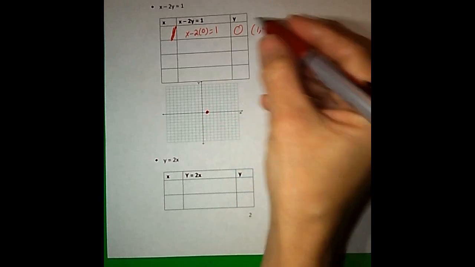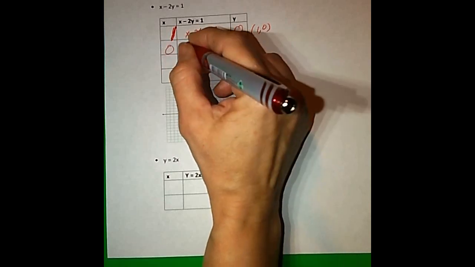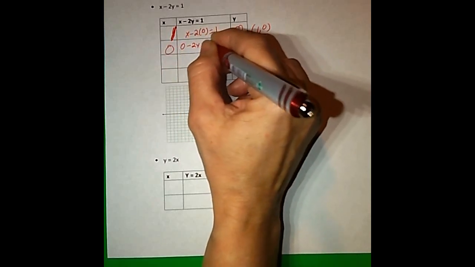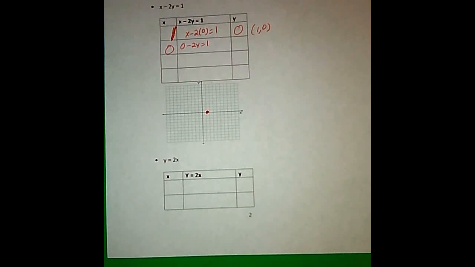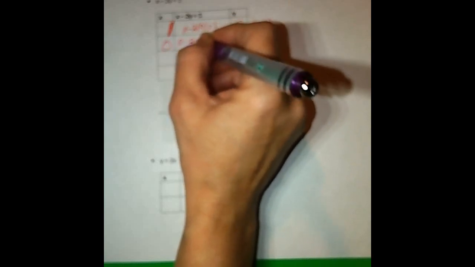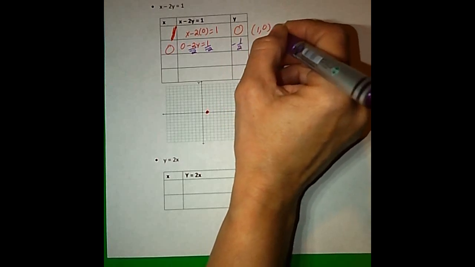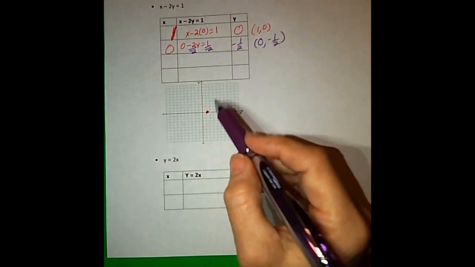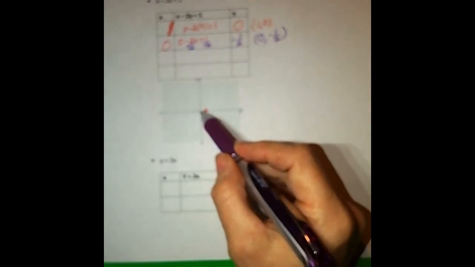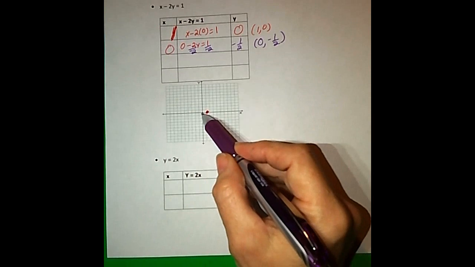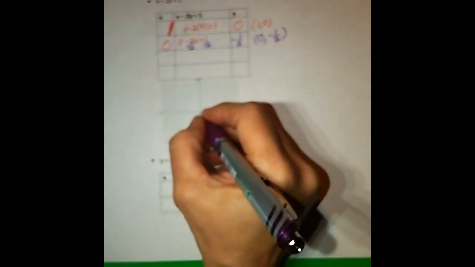So let's plug in 0 for x. Well, I get 0 minus 2y is equal to 1. I'm going to end up with a fraction, right? Because 0 gives me negative 2y equals 1. Divide by the negative 2, and I get negative half for my y value. So I'm going to go to the origin, 0, 0. x is 0, so I'm going to stay on the y-axis. And y is negative half, so I'm going to go about right there.